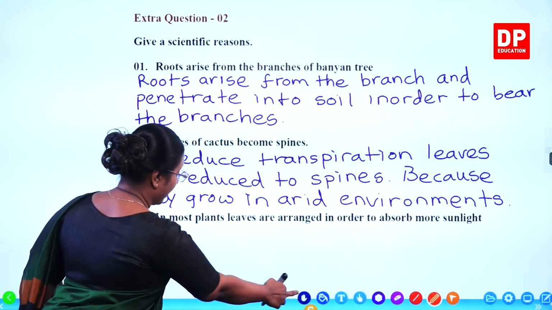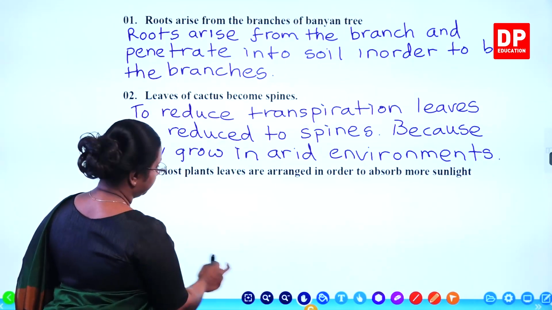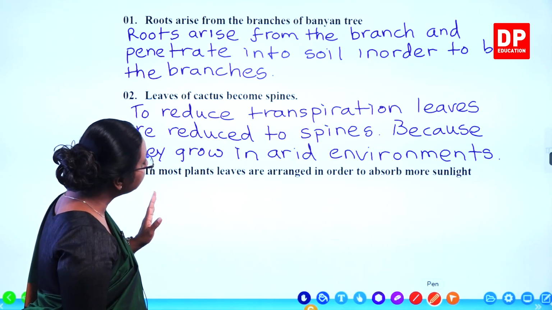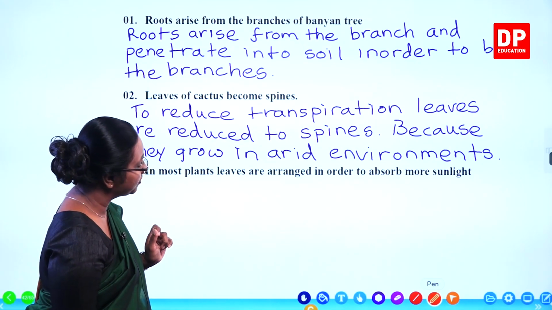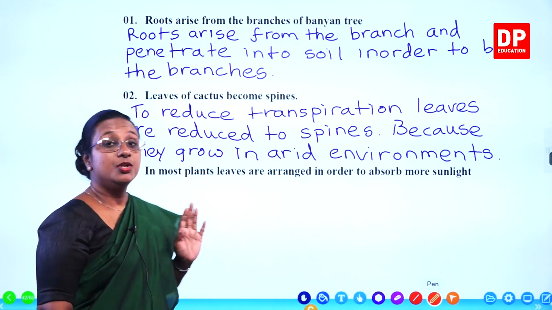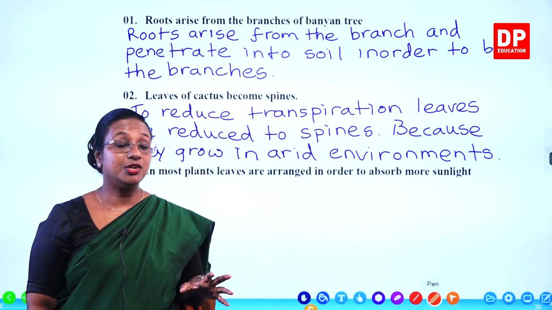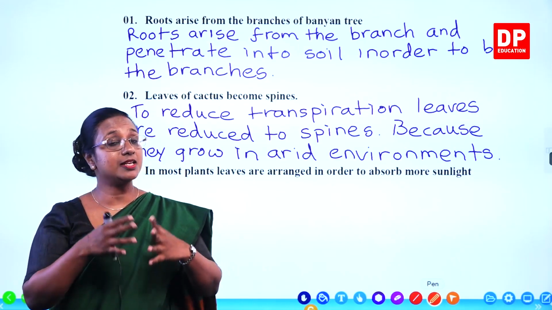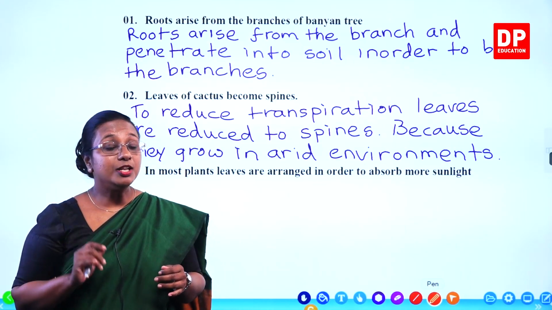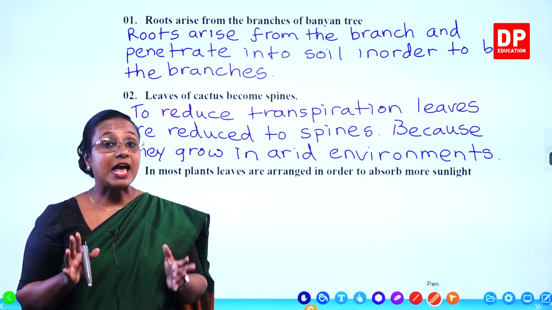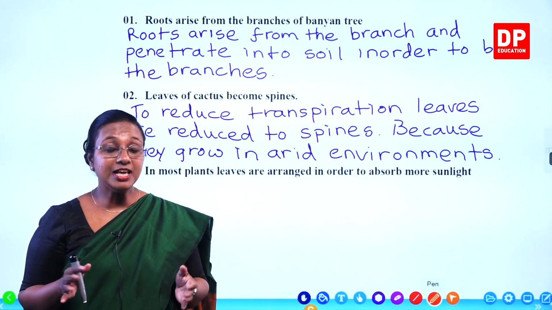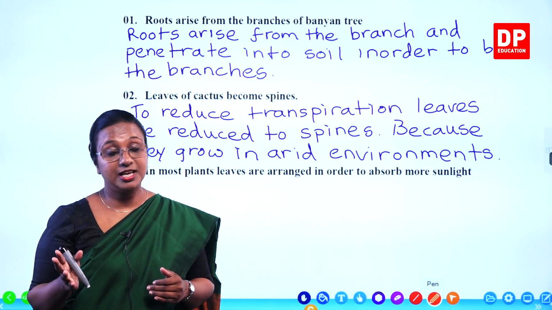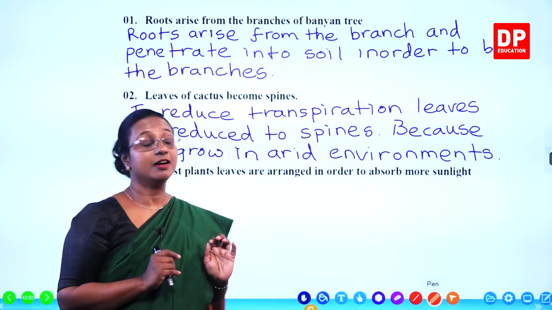So then the next one, the third part, you can see here, in most plants, leaves are arranged in order to absorb more sunlight. So how can you explain that? You know about leaf arrangements. Why do they need to arrange? They can just be there randomly. What do you have to say? When they absorb sunlight efficiently, they can carry out photosynthesis efficiently. That is the scientific reason.